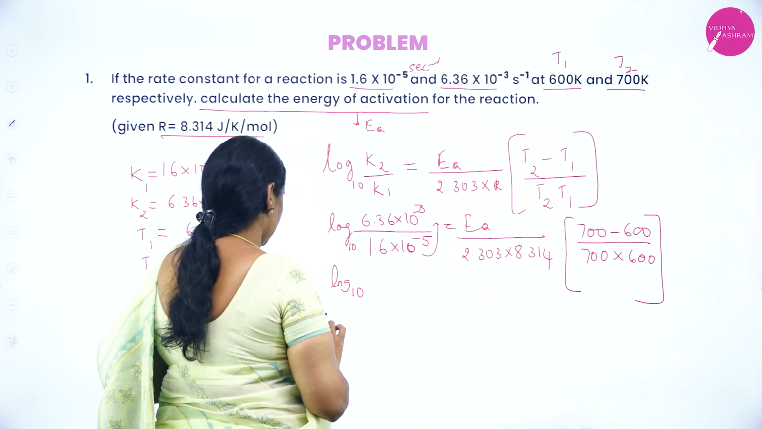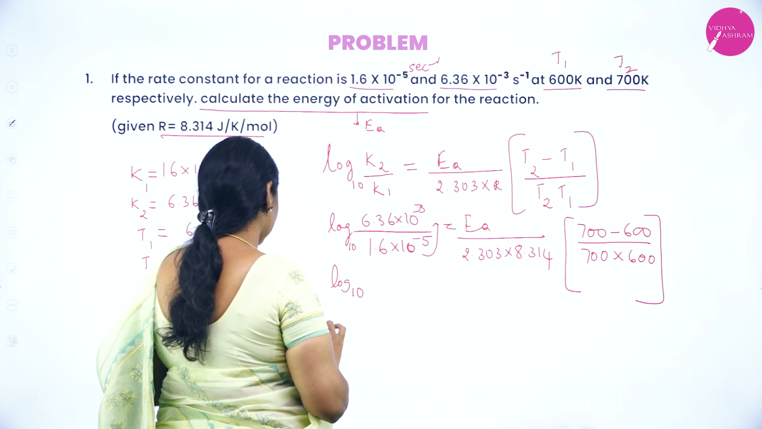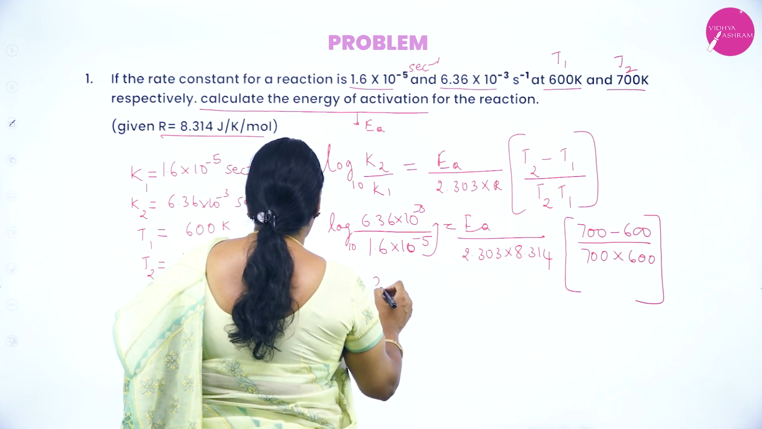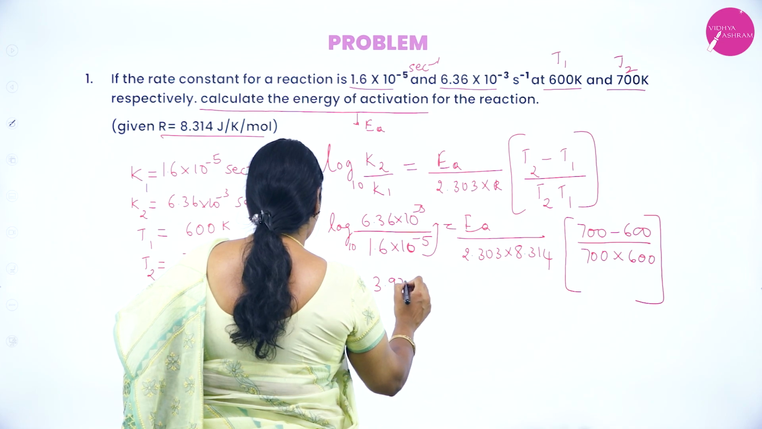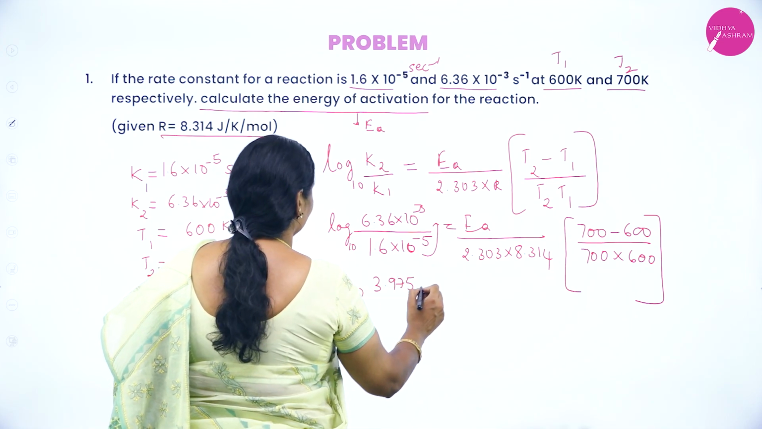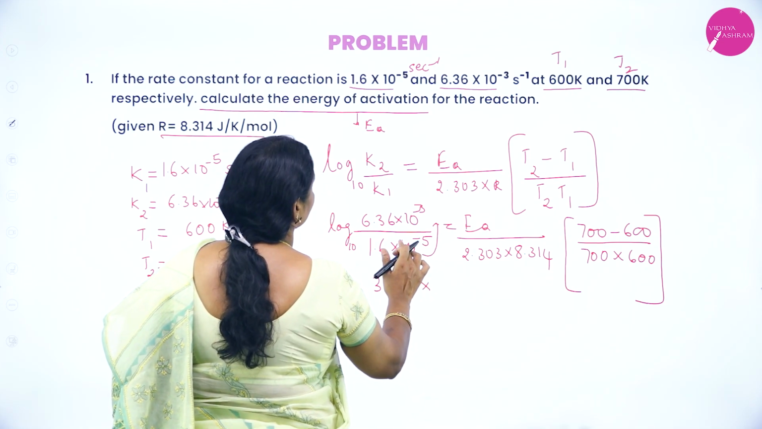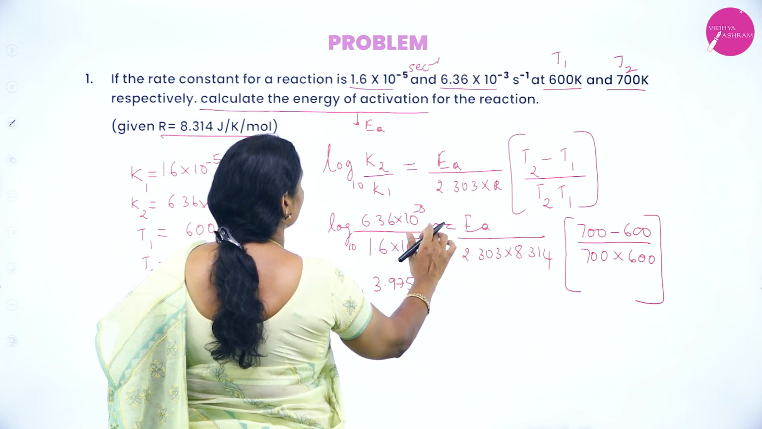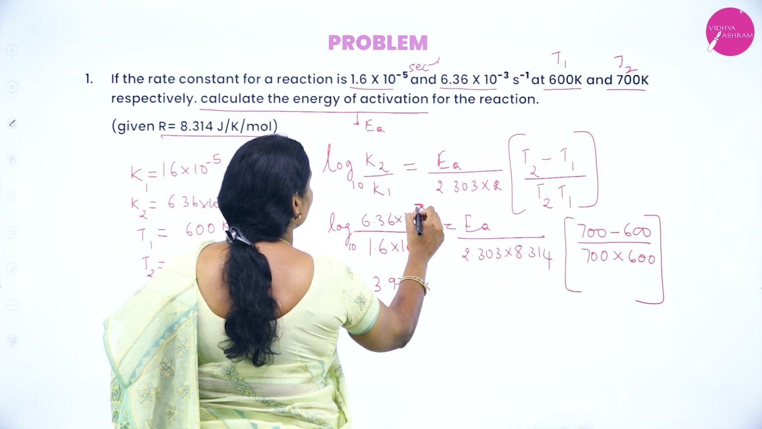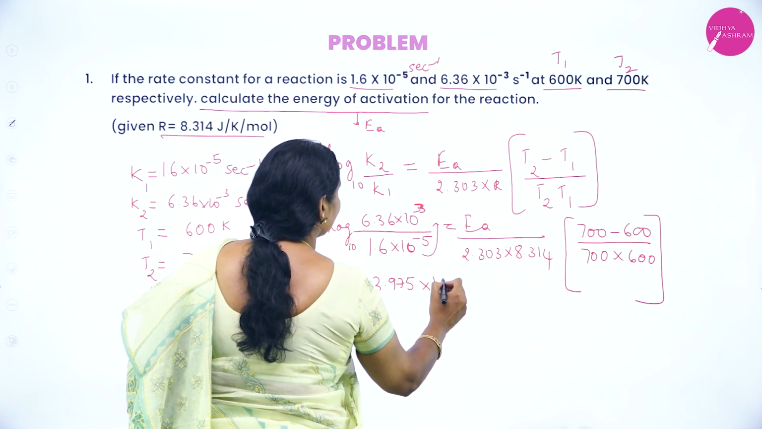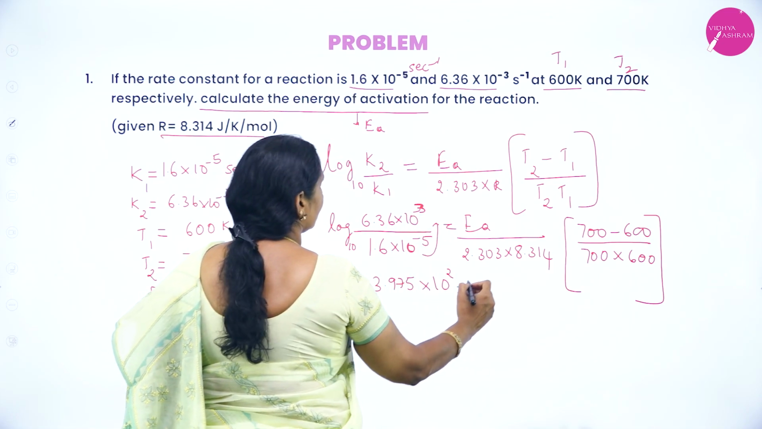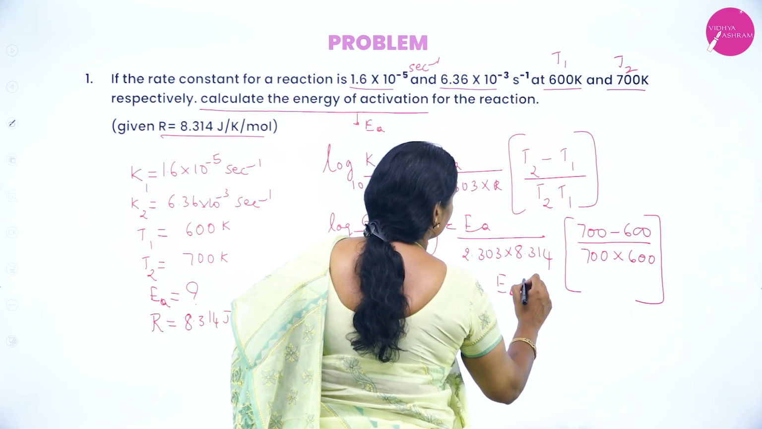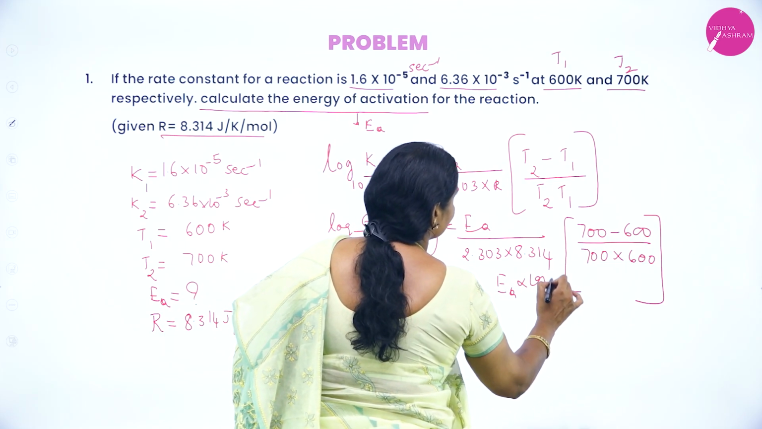6.36 divided by 1.6. It is 3.975 into, if 10 to the power of minus 5 goes to the numerator, it will become 10 to the power of plus 5. Here it is 10 to the power of minus 3, it will become 10 square. Now, EA into 700 minus 600, it is 100.